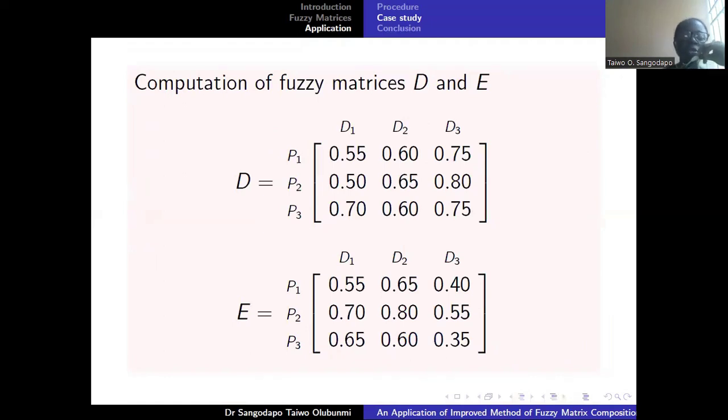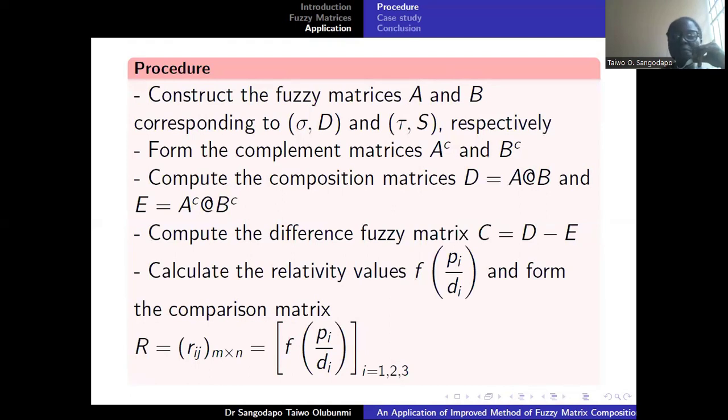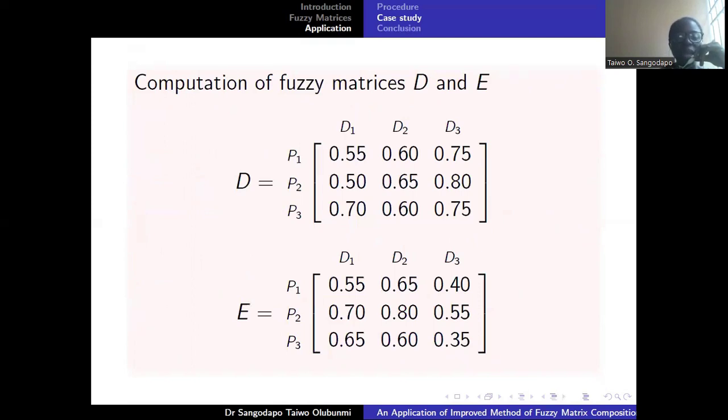Then the next thing is to compute fuzzy matrices D and E. To compute D and E, we are told that we have to use our improved method. We have to find the composition matrix D, that of A and B, and E, that of A complement and B complement. That's how we compute that. We find the average of the addition of each of the entries, and after that, we pick up the maximum from all those values for the fuzzy matrices D and E.